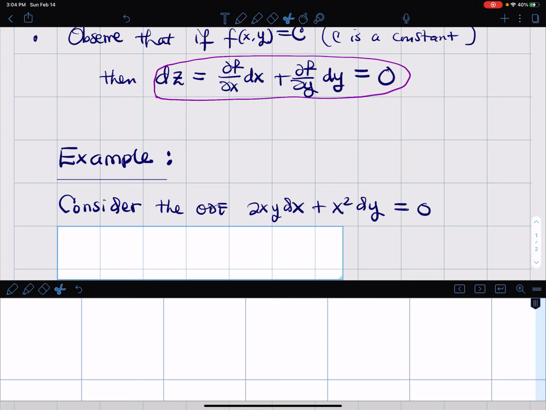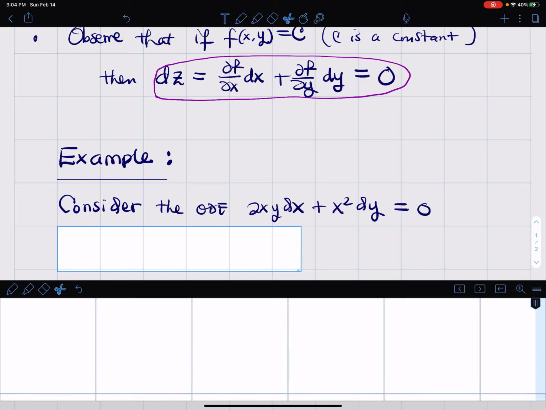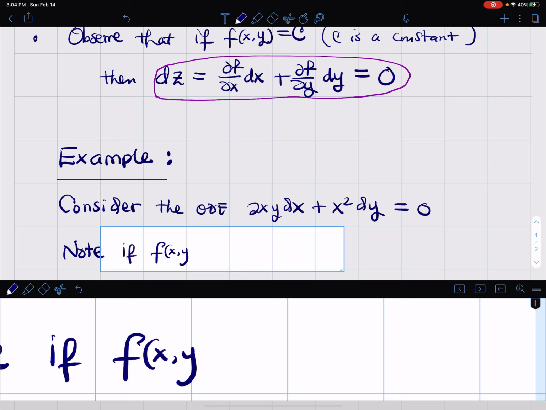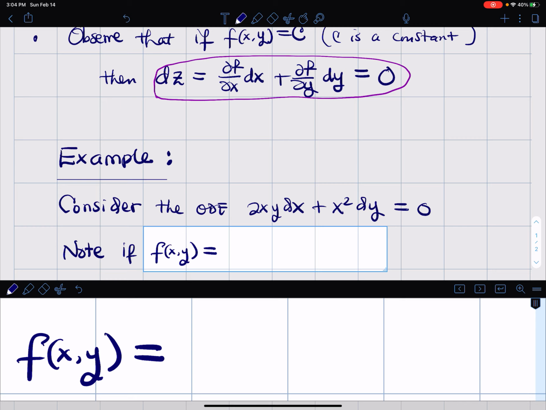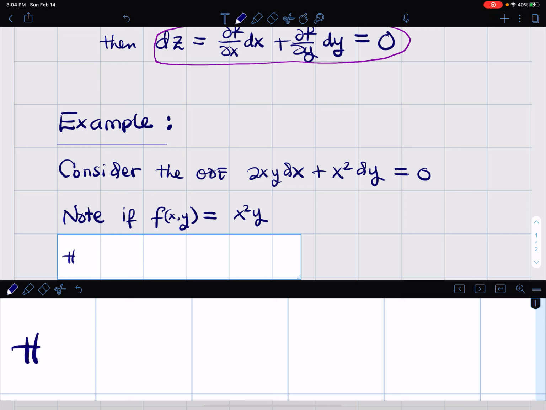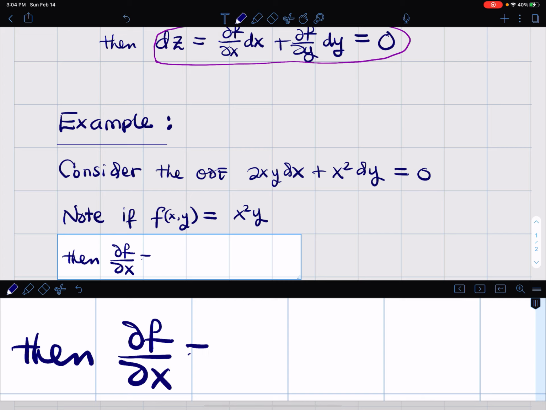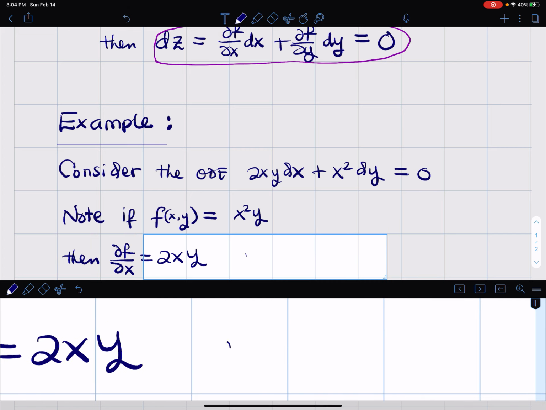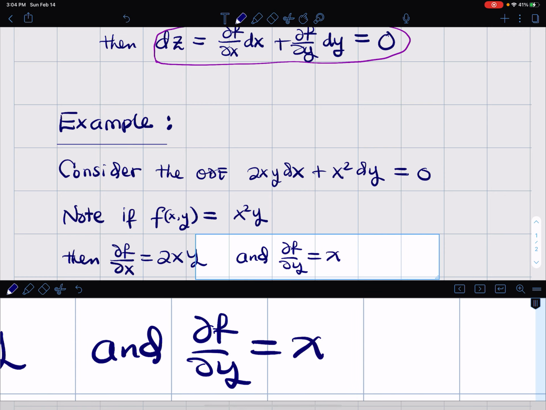I've played around with this ODE, so I can say a few things about it that you may not notice immediately. So this is what I've seen. If you look closely, you see that if f of x, y is equal to x squared y, then df/dx is 2xy, and df/dy is just x squared.